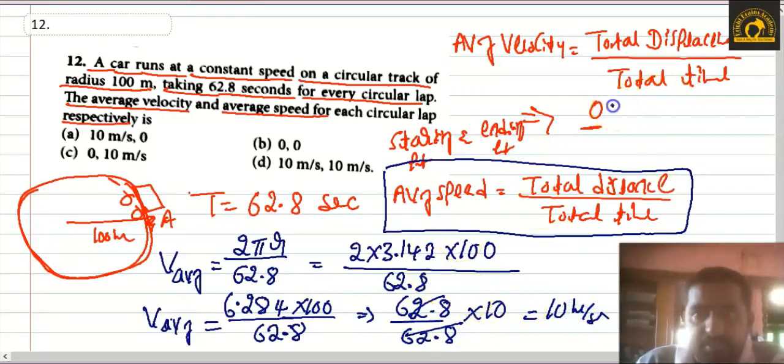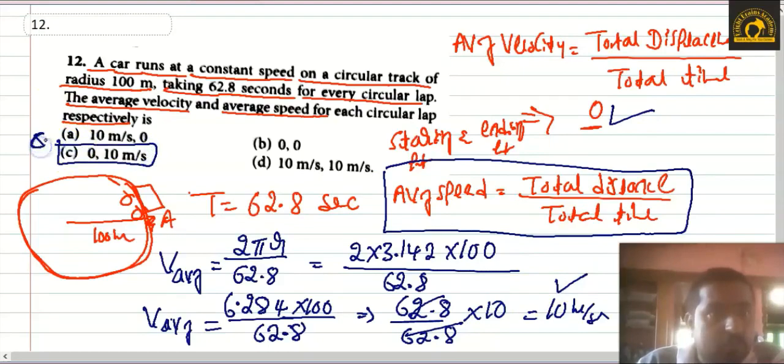So the average velocity is 0. Average speed is equal to 10 meter per second. So 0, 10 meter per second. That is, option C is the correct answer for the 12th question.